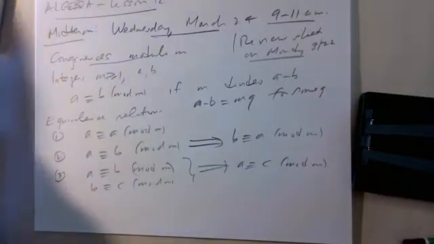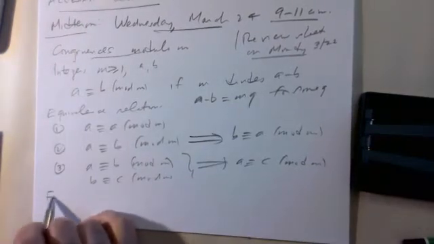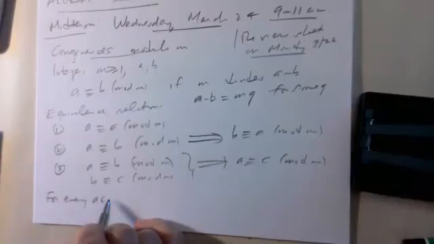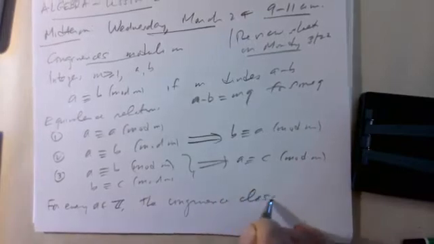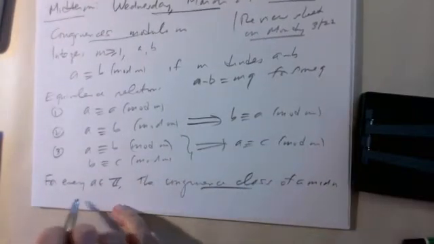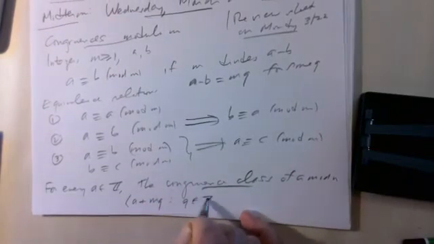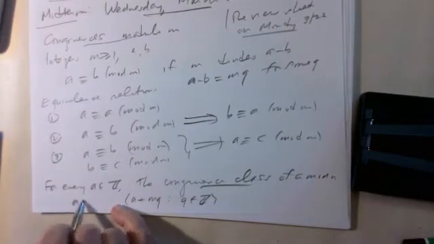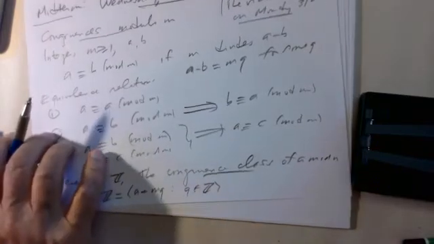And for every integer a, the congruence class of a mod m is the set of all integers of the form a plus mq. q is an integer. So we write this as a plus mZ. So this is the set of all integers that are congruent to a mod m.